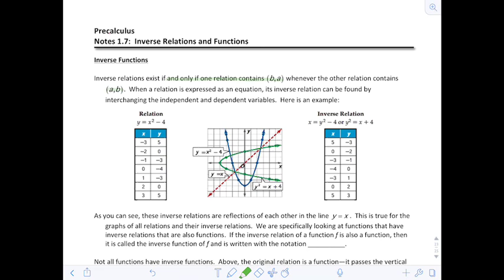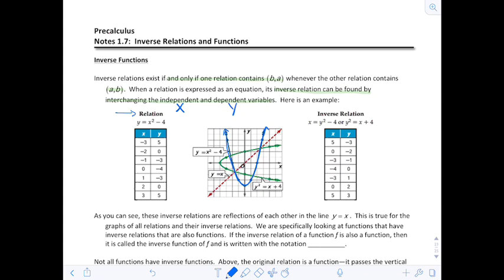So when you have inverse relationships, your x and y values are going to switch positions. When a relation is expressed as an equation, the inverse relation can be found by interchanging the independent and dependent variables, otherwise known as your x variable and your y variable. So let's look at this example below. We have a parabola, y = x squared minus 4, a quadratic going through the y-axis at -4. So that's the relation described right here.